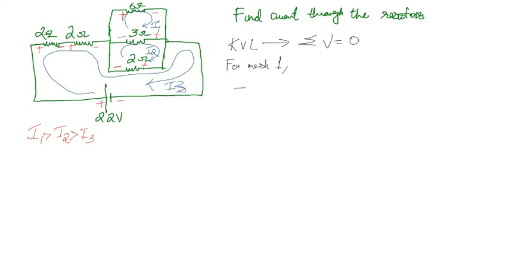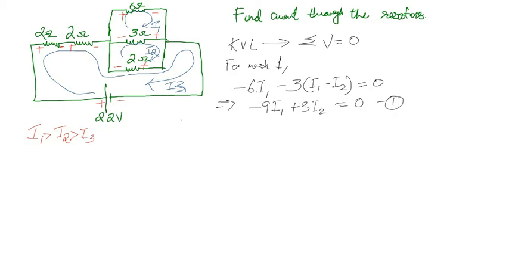When I am writing for mesh 1, since I am going from plus to minus, it is minus 6 into the current through 6 ohm, which is I1. So minus 6 I1. Again I am going from plus to minus, so it is minus 3 into the current through 3 ohm, which is I1 minus I2. Now no other resistors are there in this mesh, so this is equal to 0. When I simplify this, I get minus 9 I1 plus 3 I2 equal to 0. This is my first equation.